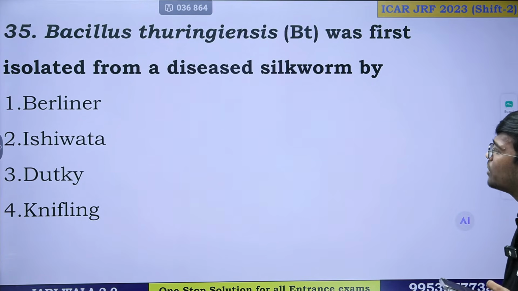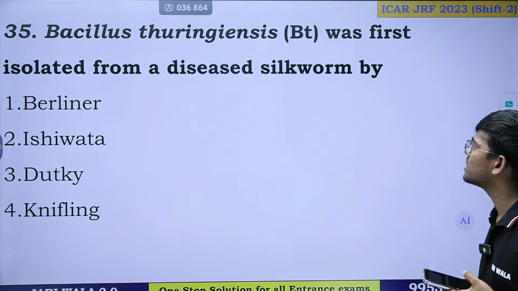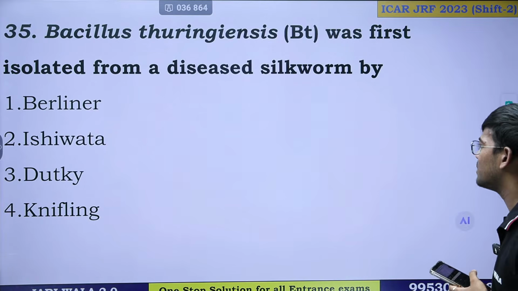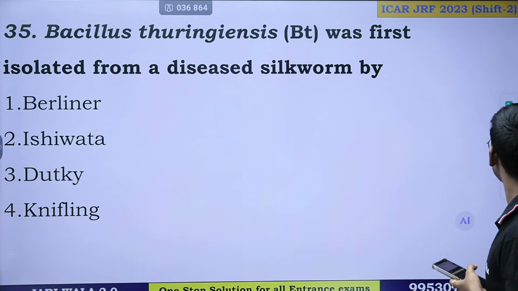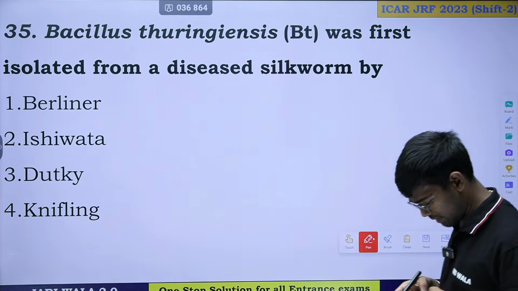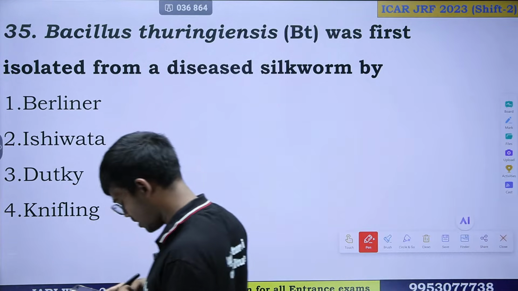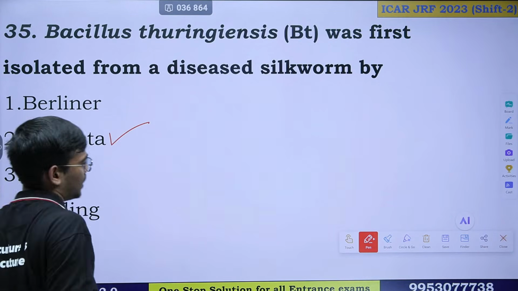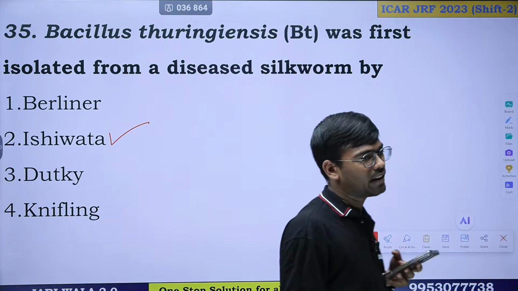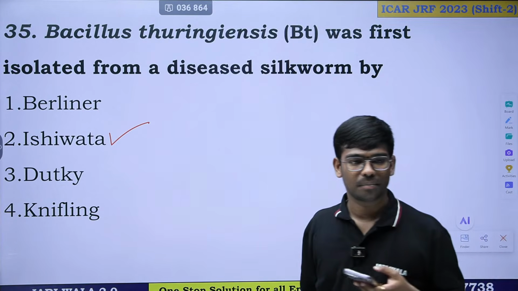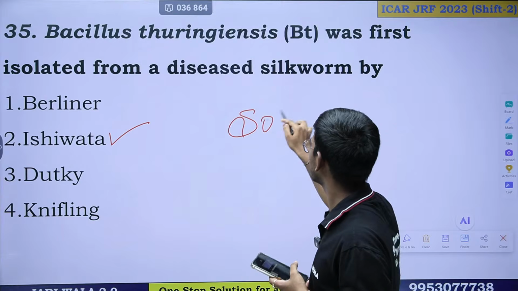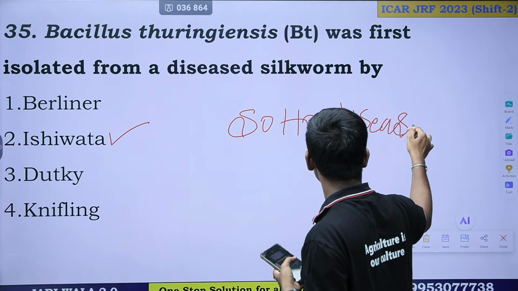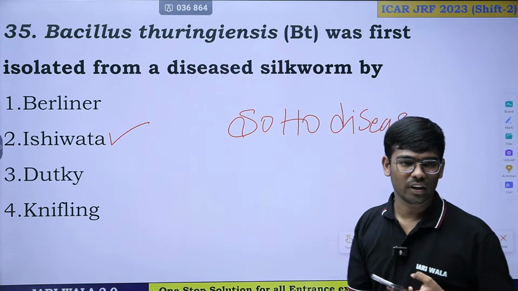Then, coming to the next question: Bacillus thuringiensis, Bt, was first isolated from a diseased silkworm by Ishiwata. Sam responded and Mahendra also responded. It's B or 2. It was discovered by Ishiwata. That is what we call Sotto disease.